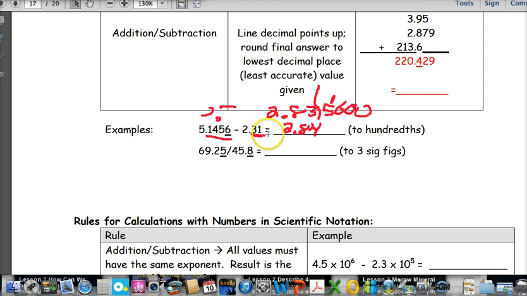Now I'm dividing, so let me go through and do this again. I have 69.25 divided by 45.8, and what I get is 1.51222009, and it's the fewest number of significant figures. This has 4 significant figures. This has 3, so my final answer can only have 3 significant figures. So 1.51 would be the answer. And that's how you do calculations while keeping track of the significant figures.